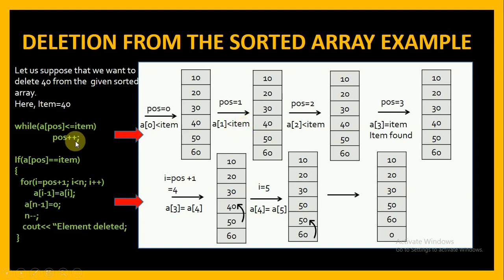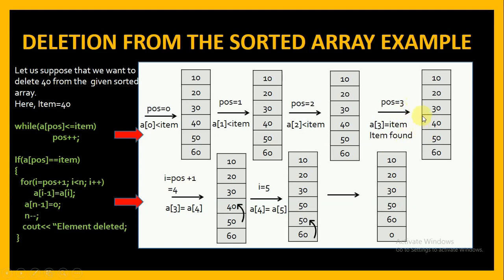So again pos will be incremented. Pos will become 2. Now again we will check if a[2] is less than item or not. a[2] is 30. 30 is less than 40. Again the condition is true. So again we will go to pos plus plus. So pos will be incremented and pos will become 3. So now we will find that a[3] is equal to item itself, which we want to delete. So item has been found at position 3.